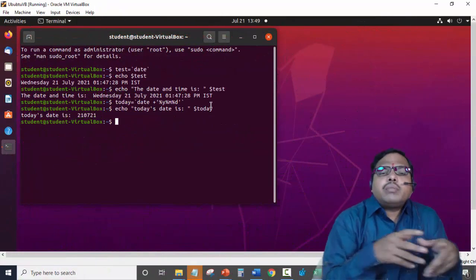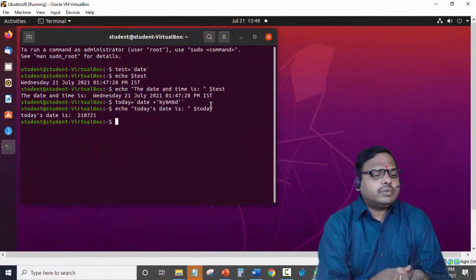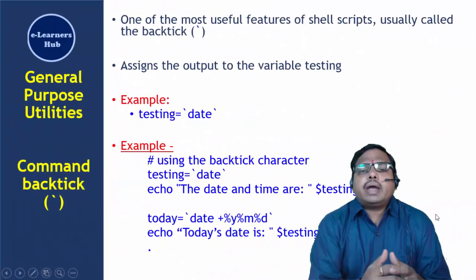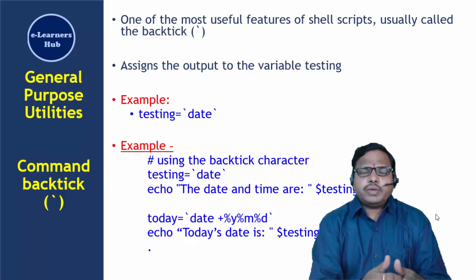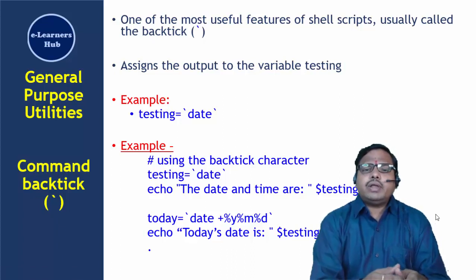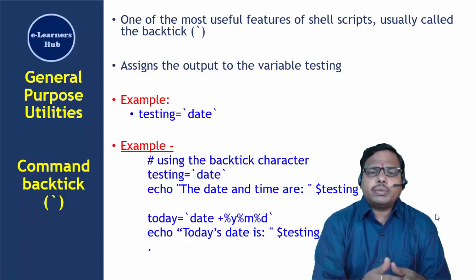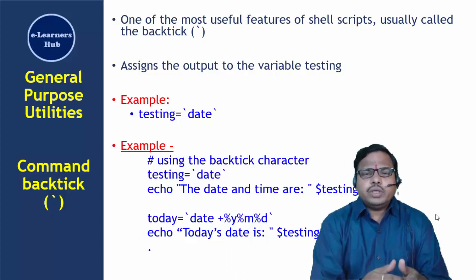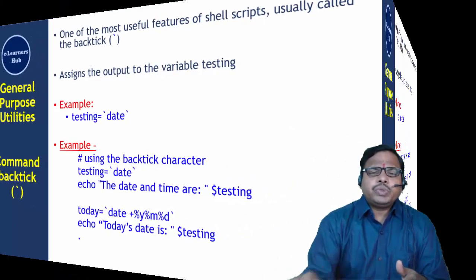The backtick can be used in a lot of places, especially in shell scripting, where we want to store the output of some command and use the output for some further operations in the shell script. This is how we use the backtick.